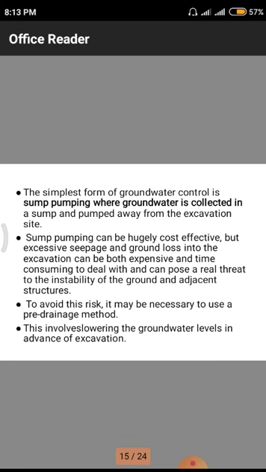Pre-drainage methods means we go for some quantity of drainage, layer by layer, and connect these things so that they collect the water, and we draw down that water by using motors. This involves lowering the groundwater level in advance of excavation. It is an advanced excavation process, so it will give better results compared to the previous exclusion techniques.